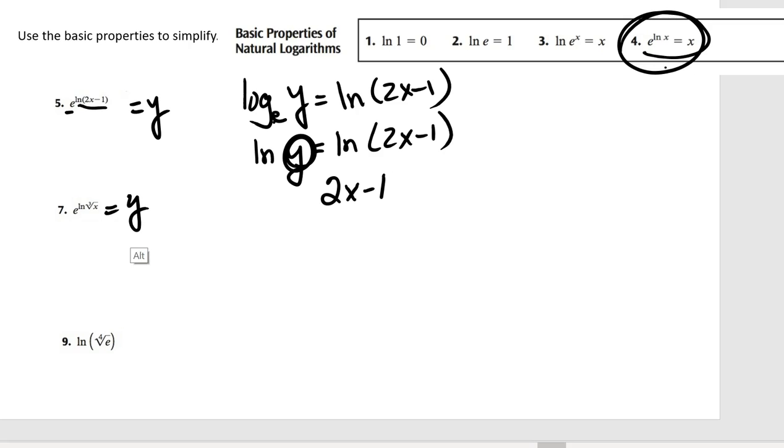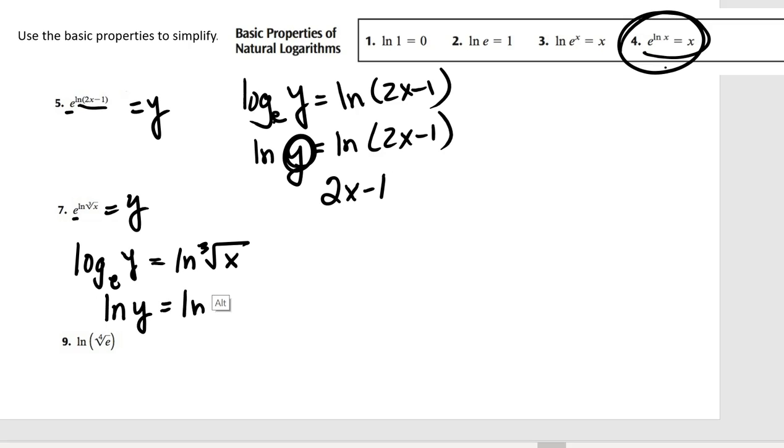I always add myself a variable or a question mark on the other side. So I say log of base e, that's what our base is, equal to the exponent. Okay? Well, we know log of base e is the same thing as saying ln, natural log. And we know that x to the cube root is going to be x to the 1/3. So you can see that y is equal to x to the 1/3. Let's look at the next one.